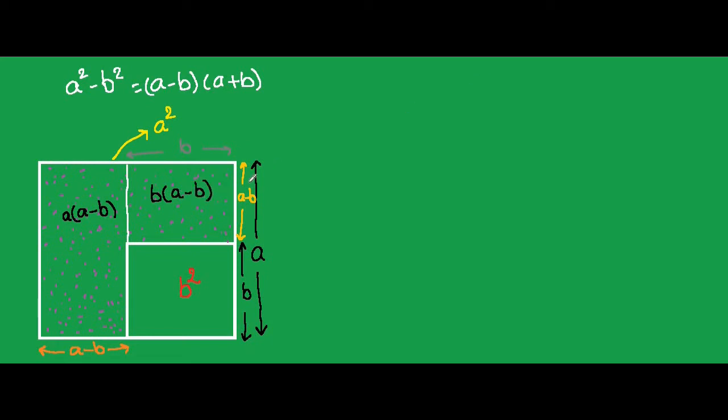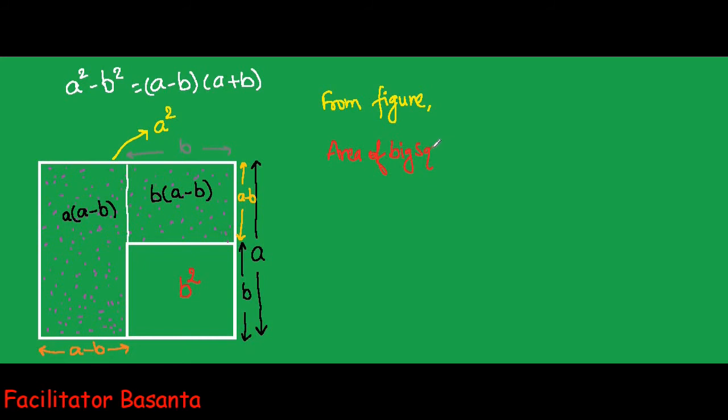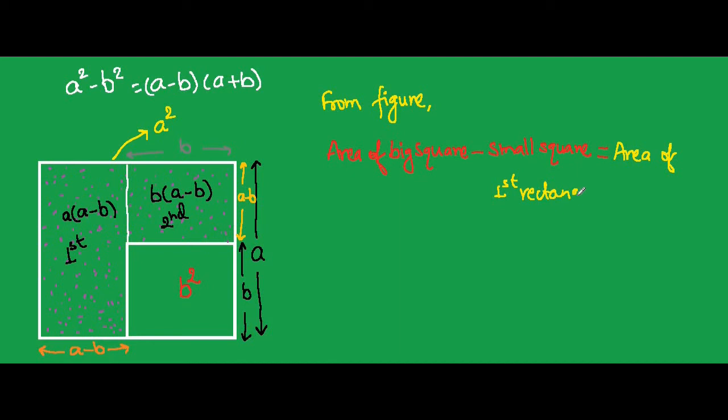Now see from the figure, area of big square minus small square is equal to, let us call this rectangle the first rectangle and this the second rectangle, area of first rectangle plus second rectangle.